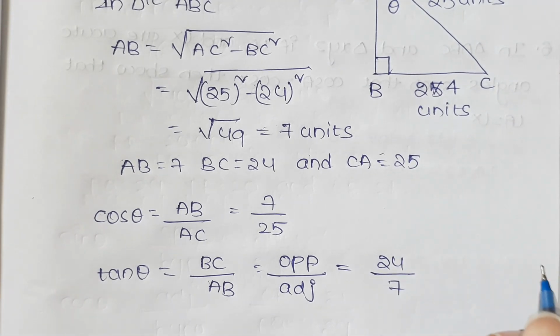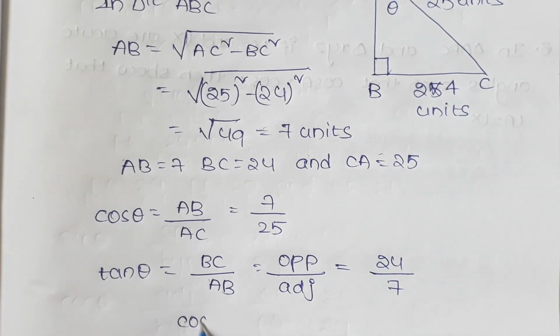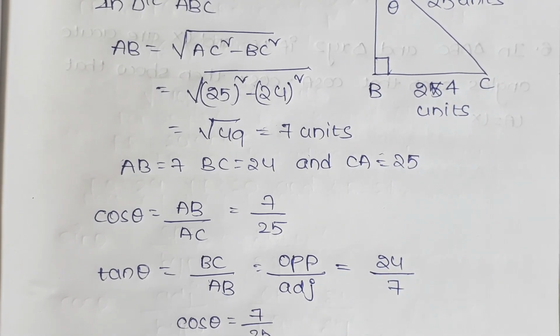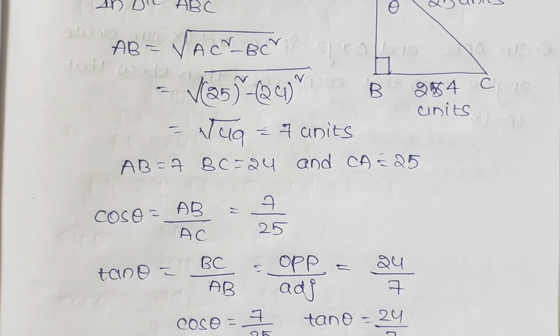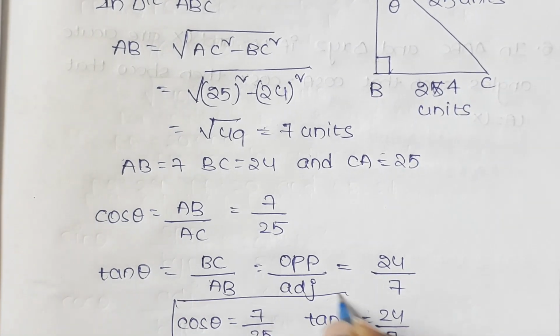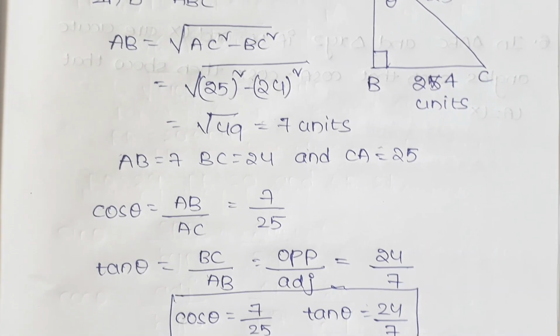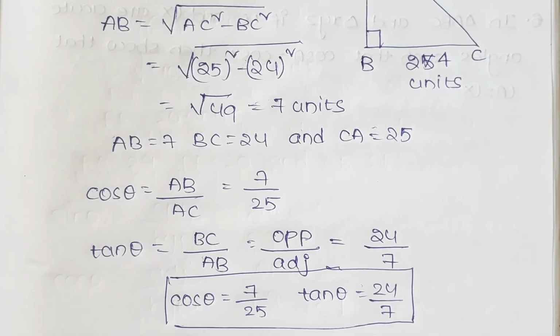And these are the values of cos theta and tan theta. Cos theta is 7/25, tan theta is 24/7. These are the required values. This is about the third problem. Now let us see the fourth problem.